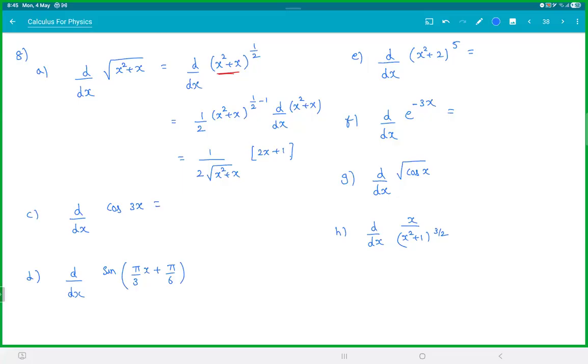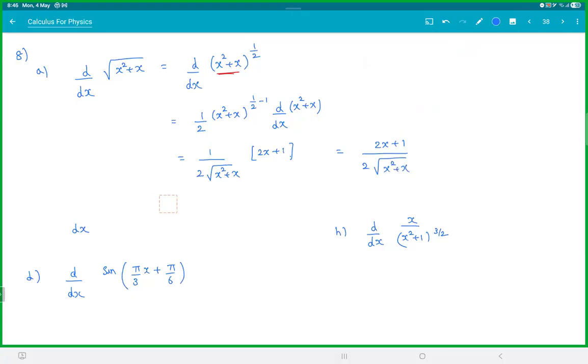Right? So that would give you an answer. How much? 2x plus 1 by 2 into root over x square plus x. Please check.